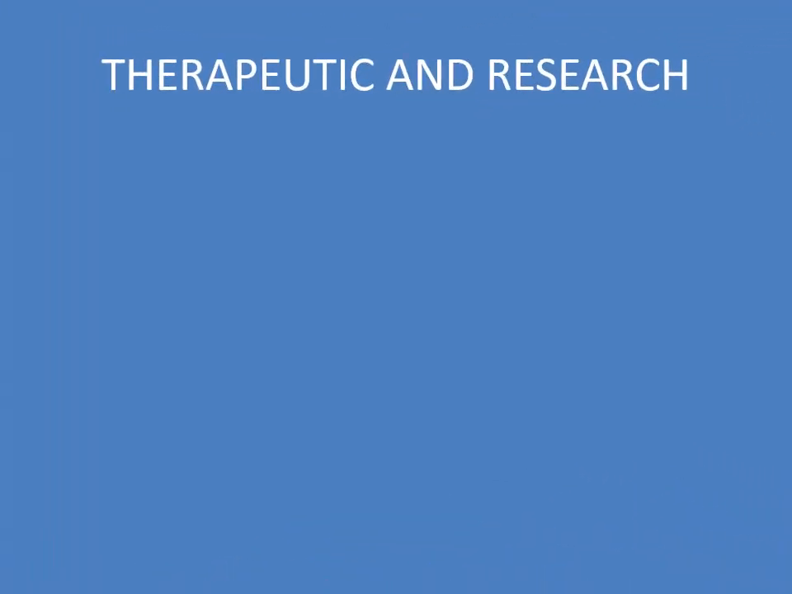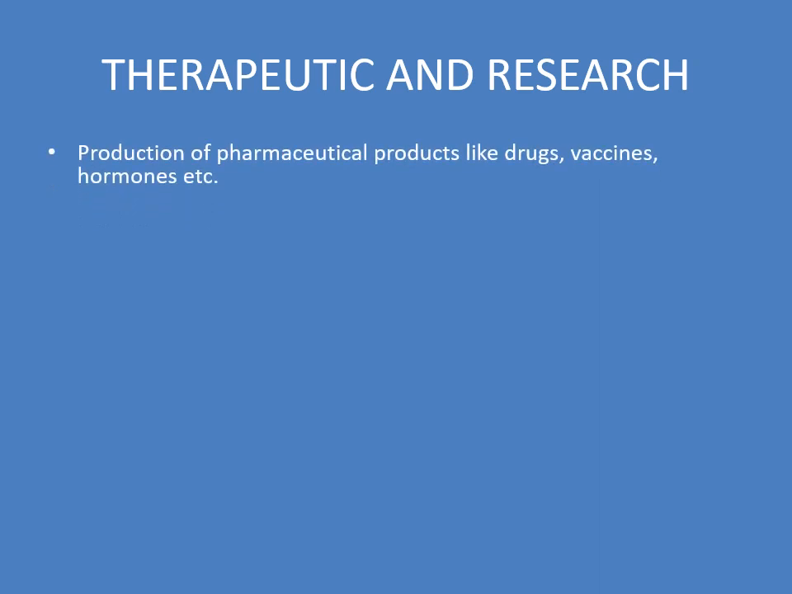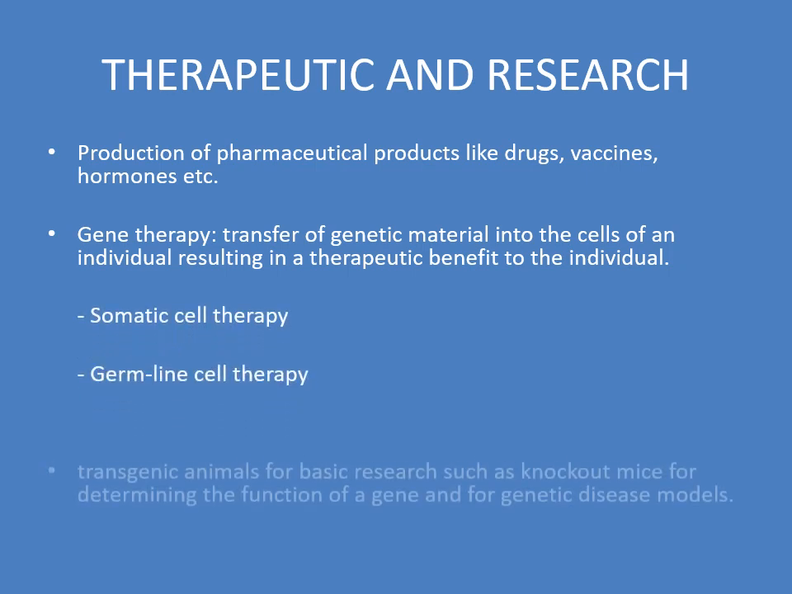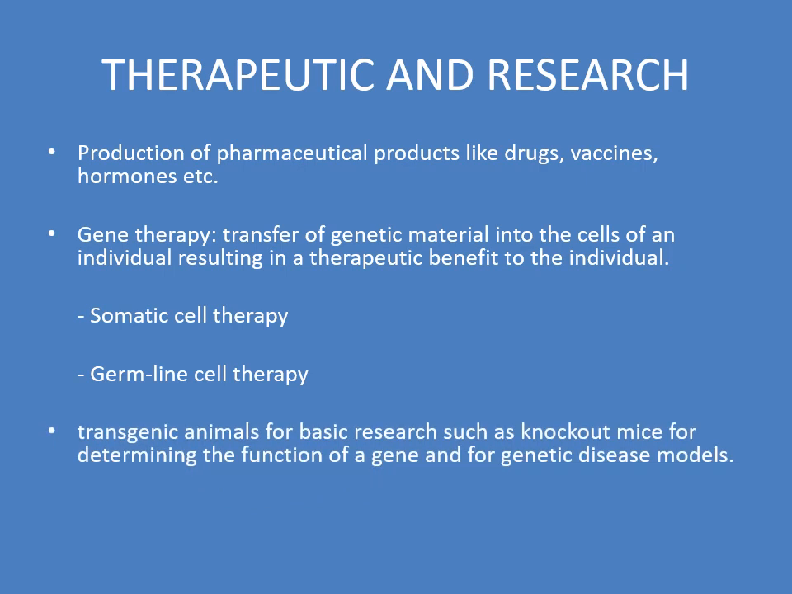Therapeutic and research. Production of pharmaceutical products like drugs, vaccines, hormones, etc. Gene therapy, which is the transfer of genetic material into the cells of an individual, resulting in a therapeutic benefit to the individual. It can be somatic cell therapy or germline cell therapy. Transgenic animals for basic research, such as knockout mice for determining the function of a gene and for genetic disease models.